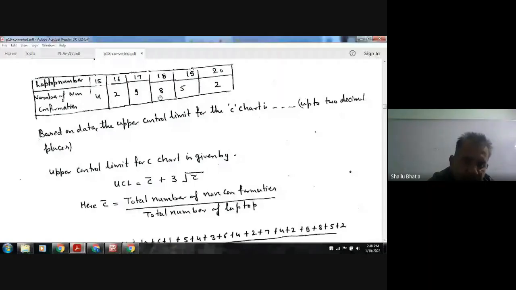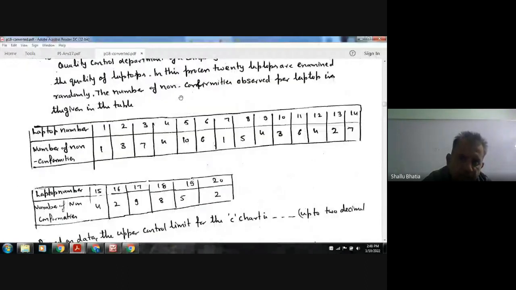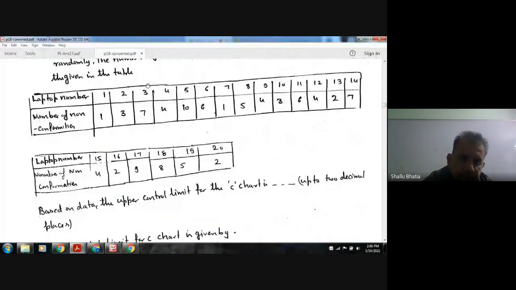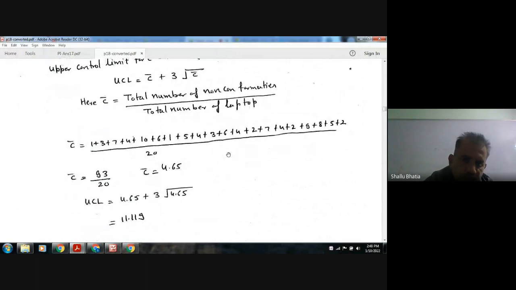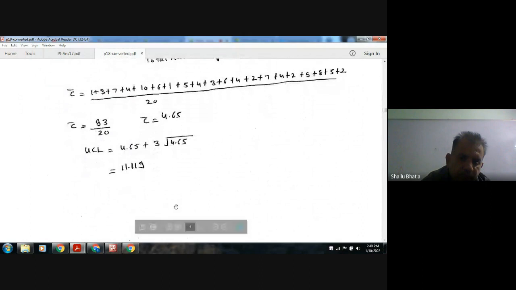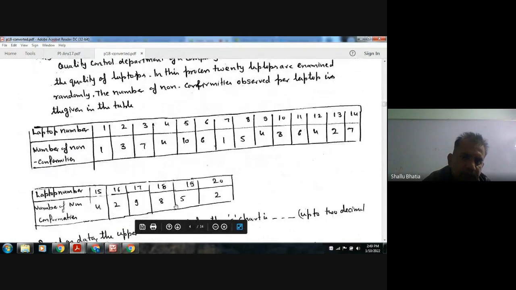We will find out the total number of non-conformities and divide by the total number of laptops, 20. So C bar will be 4.65. Putting in, we get the upper control limit as 4.65 plus 3 root 4.65, so it will be 11.119. So the answer is 11.119.